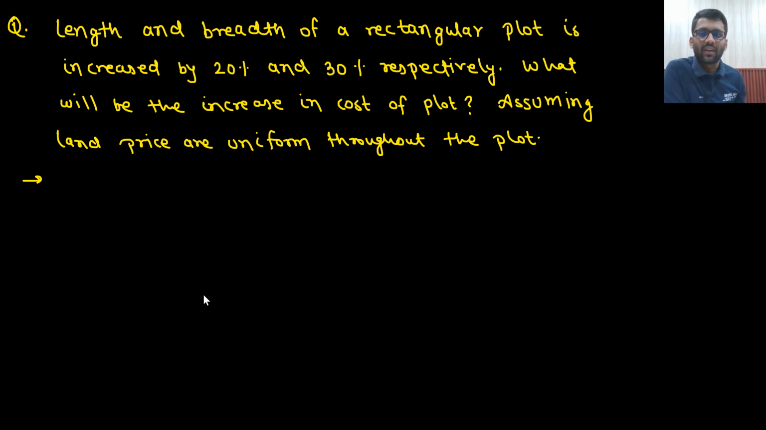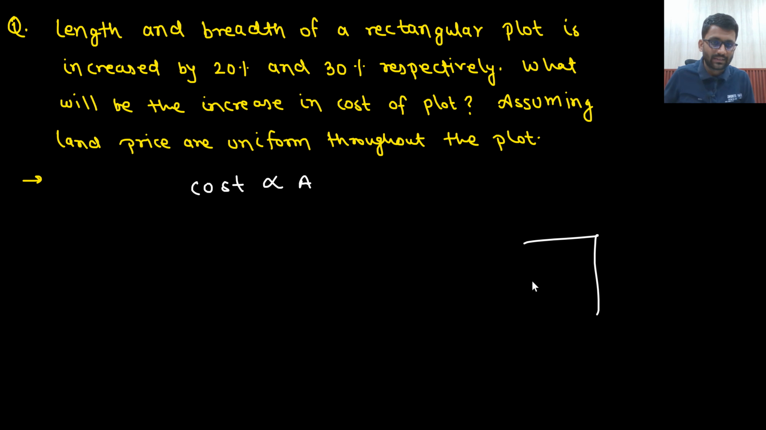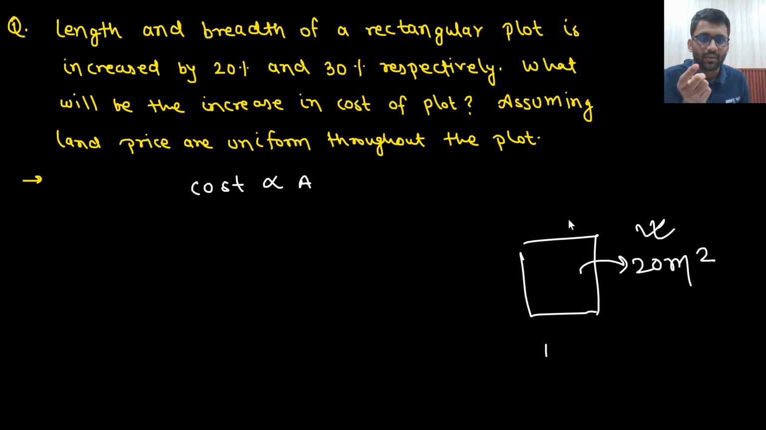Length and breadth of a rectangular plot is increased by 20 and 30% respectively. What will be the increase in the cost of the plot, assuming the land price is uniform throughout the plot? So the cost of the plot will be proportional to area. I have a plot which has some area. Let's say this area is 20 meters square. So it will be proportional to the area only. And here also it is written, assuming land price is uniform throughout the plot.